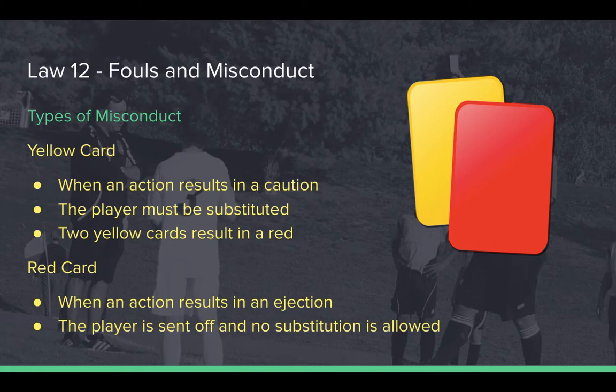Misconduct refers to two types of consequences that may result from a major or minor foul. These are at the discretion of the referee, but there are some objective decisions here as well. Receiving a yellow card is a formal caution. Offenders must be substituted and may return at an appropriate stoppage.